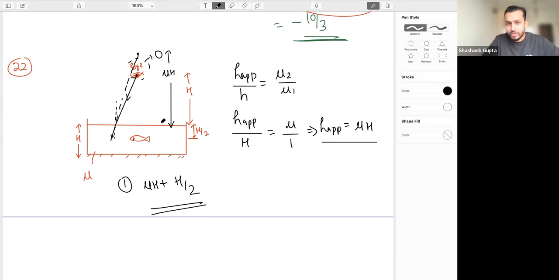mu H is what? From the interface. And from the eye, because the fish could be anywhere inside the river or the sea. The fish is at a distance H by 2 from the interface, and from the interface the image of the eye is at a distance mu H. So can I say the total distance is mu H plus H by 2? Is this clear? I'm coming to the mirror part. First tell me this thing. Is that clear? So if the ray is directly going into the fish's eye, I'm saying how many things are happening, try and understand.